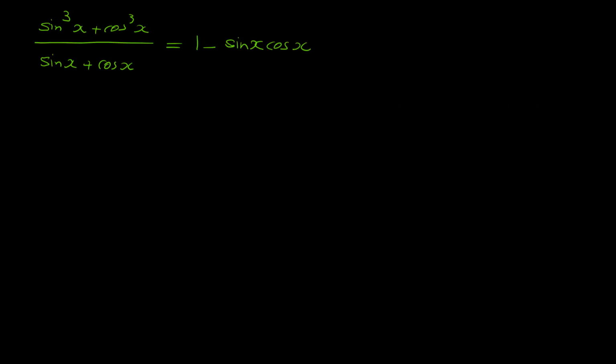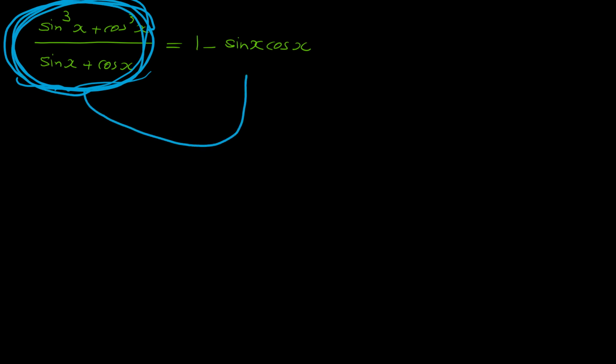Now look at this example. Sine to the 3x plus cosine 3x all over sine x plus cosine x is 1 minus sine x cosine x. It should be clear that we have to start from the left side because it's more complicated. We always start, not always, but usually we start from the more complicated part. We try to simplify to get to the other side.